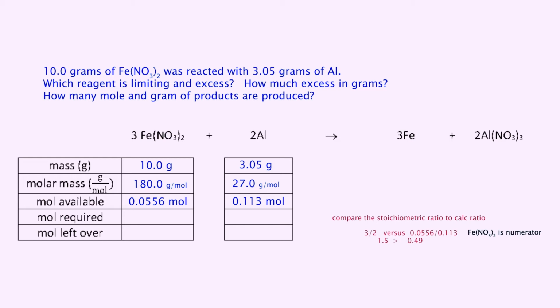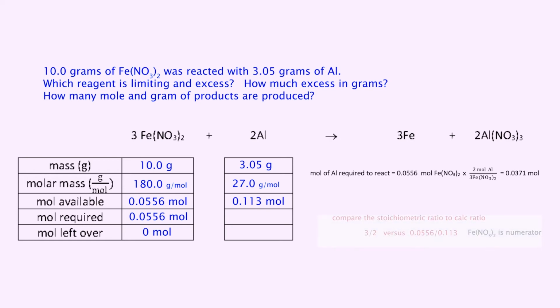This means that there is not enough iron(II) nitrate to react with all the aluminum. Iron(II) nitrate is the limiting reagent. It must be used up. Enter the number of moles required. The leftover must be 0. Now calculate the amount of aluminum needed to react with all the iron(II) nitrate. Then enter the data in the moles required for aluminum.